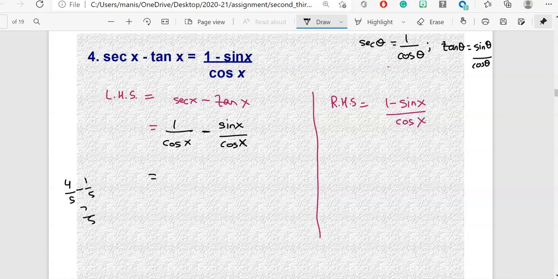Yes, your answer is 3 over 5 because these denominators are same. So whatever happens is, since the denominator is same, I will keep it like this. You remember you subtracted 4 minus 1, you got 3. I cannot subtract the denominators, I'll just write it like this.